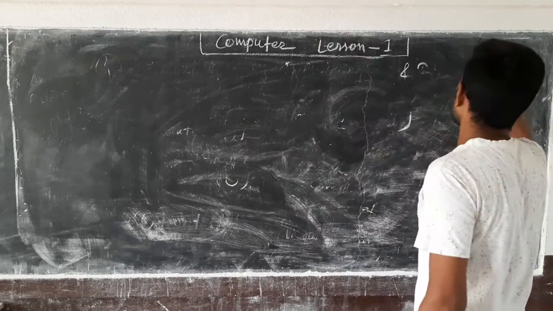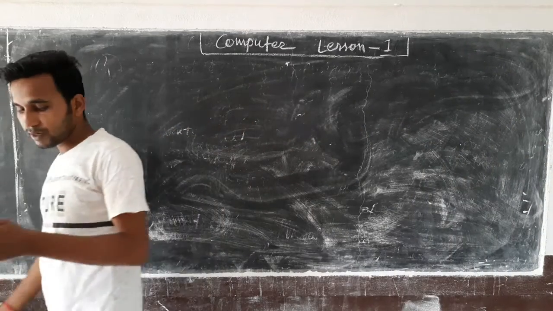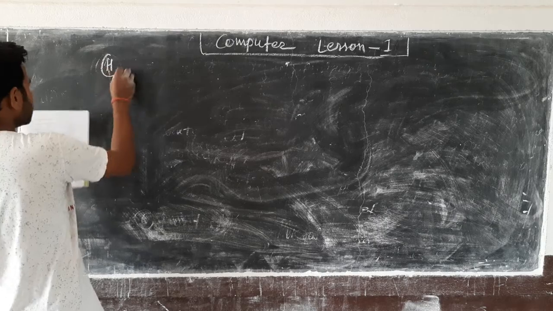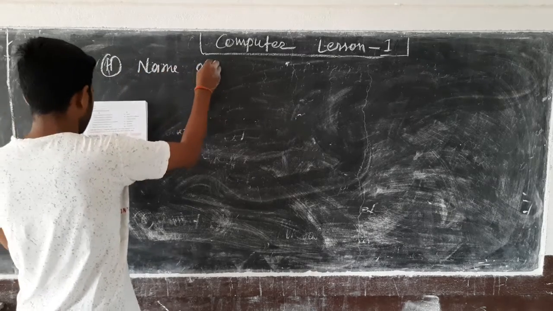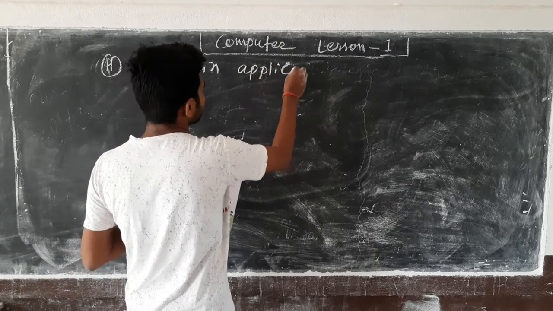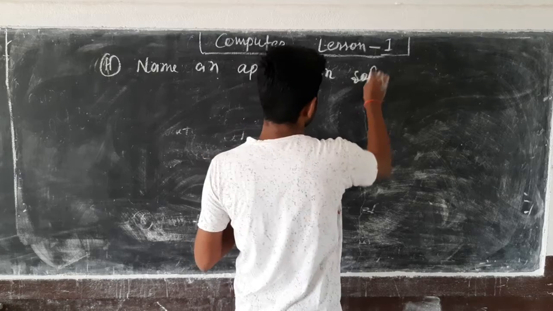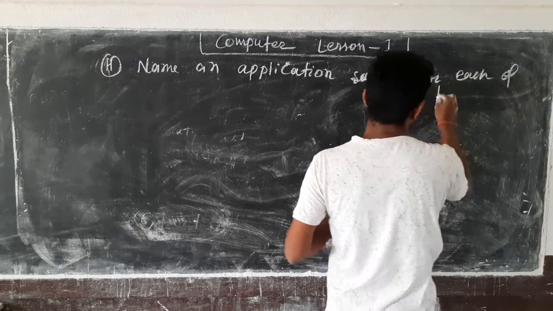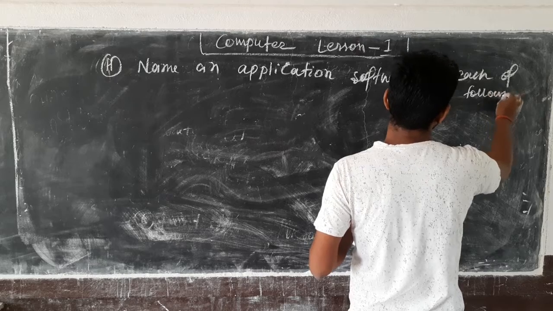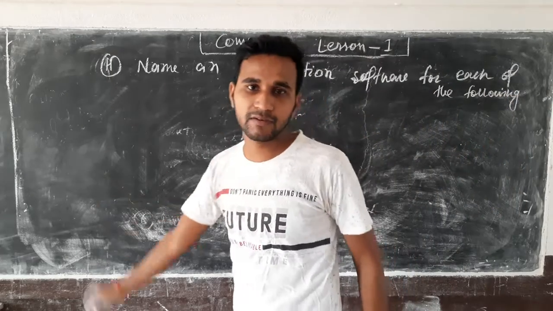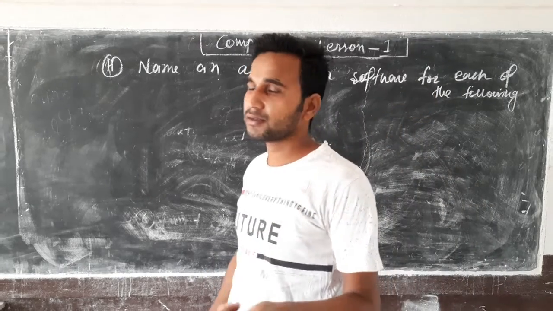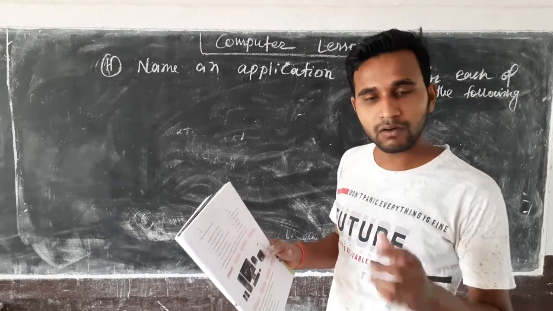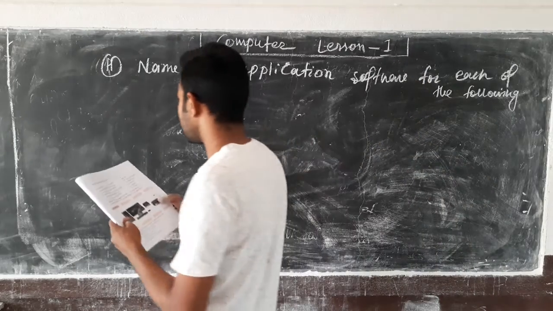Our next question will be: name an application software for each of the following. So this is very interesting. Name an application software for each of the following. Here, given commands, we can say which particular software will complete the task, by which type of software.